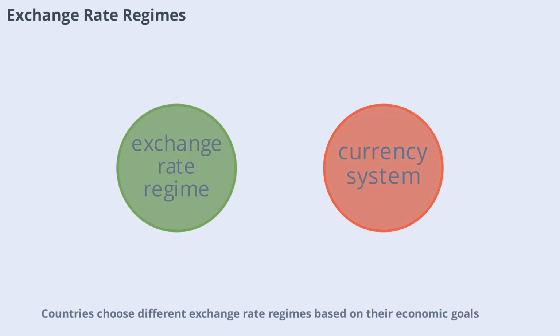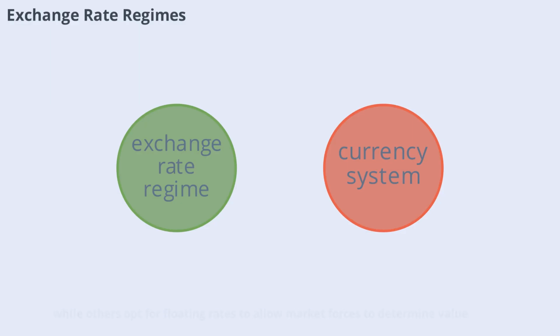Countries choose different exchange rate regimes based on their economic goals. Some prefer fixed rates for stability, while others opt for floating rates to allow market forces to determine value. There are also hybrid systems that combine elements of both. Understanding these regimes helps explain why currencies behave differently around the world.